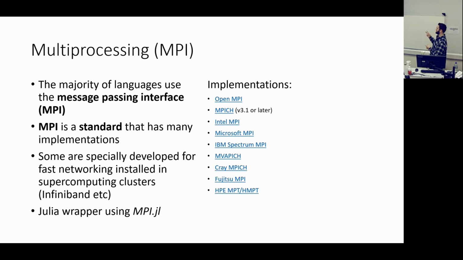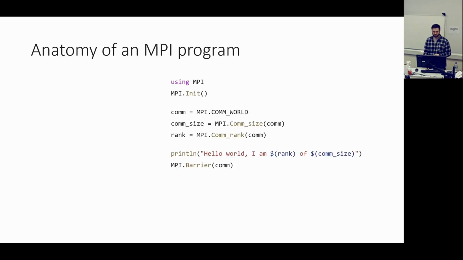You can use it in Julia. The package is just called MPI.jl, and it's pretty much identical to the C implementation. So if you find any tutorials out there for the C version, it'll probably work the same in Julia as well.